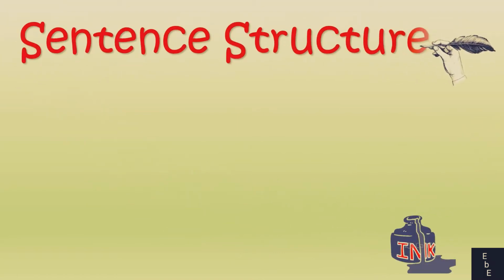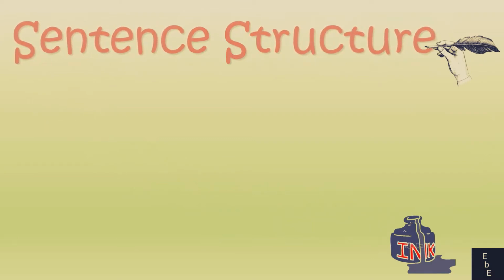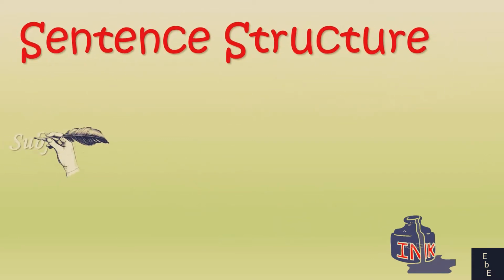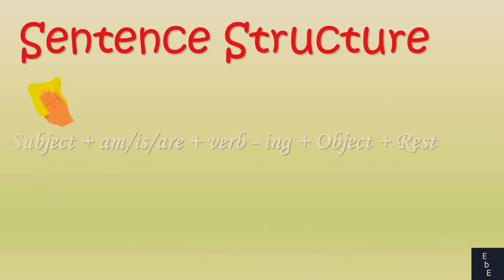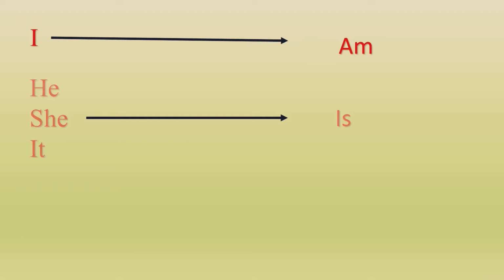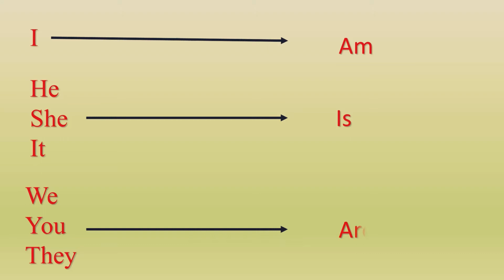Okay, shall we look at what is the structure of present continuous tense? It is subject plus am/is/are plus verb-ing plus object plus rest. If the subject is I, use am. If the subject is he, she, it or any other singular subject, use is. If the subject is we, you, they or any other plural subject, use are.